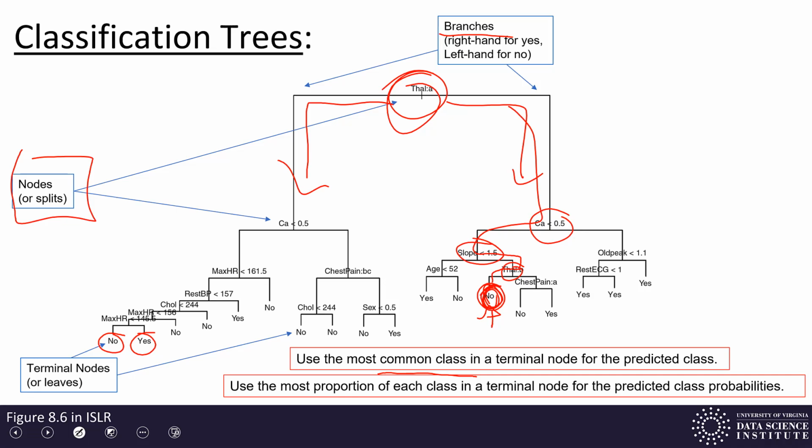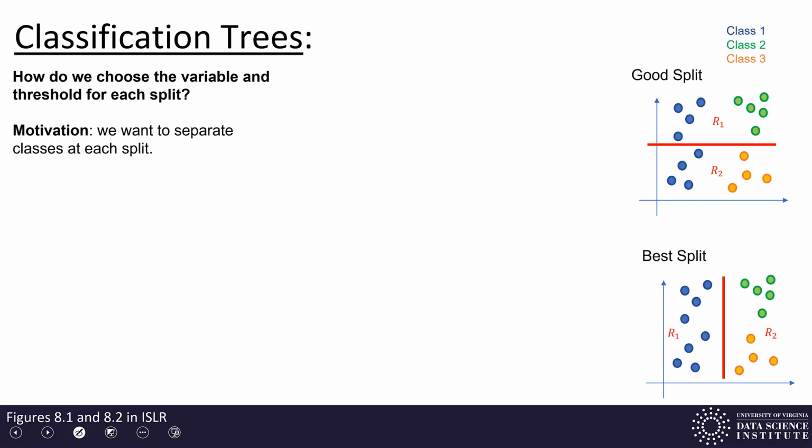And if we want to predict probabilities, we would use not just the most common class, but what percentage of the observations down here were no. We would use that as the prediction for the probability of no, and the fraction that ended up with a yes is what we would use as the prediction for the probability of yes.